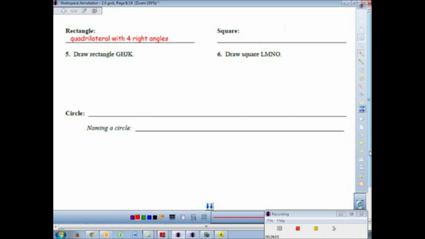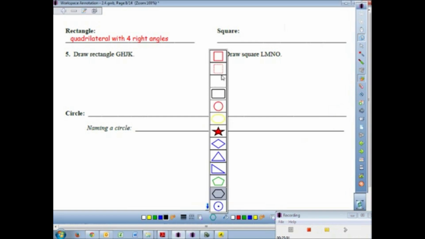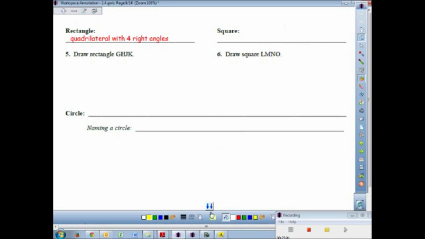So let's do that on number 5 right below it. Draw me a rectangle. Take a wild guess which shape on the geometer is really the rectangle. It is number 7. So if I draw this, is that good enough? Nope, that's just a quadrilateral. What do I need in it? 4 right angles. So draw that. What if I drew this? Shape 12. Is that a rectangle? Yes, it is.